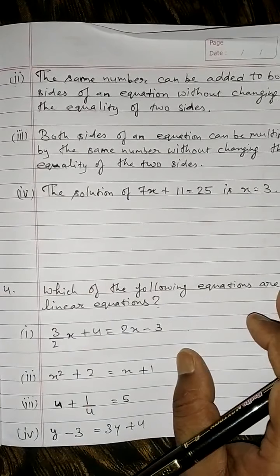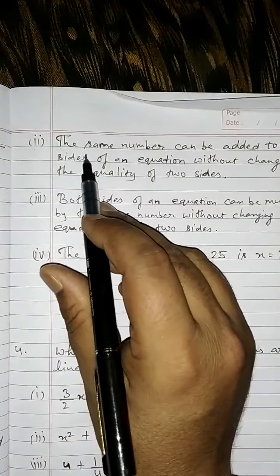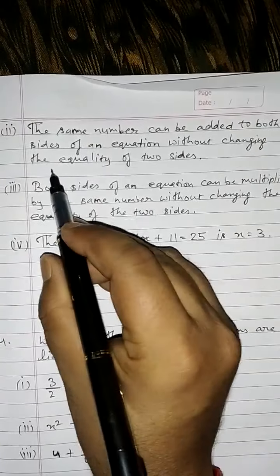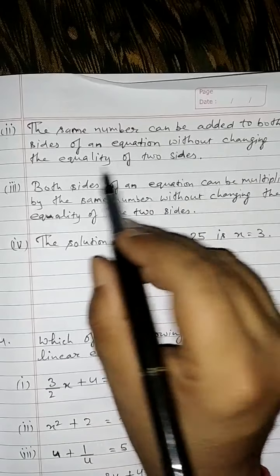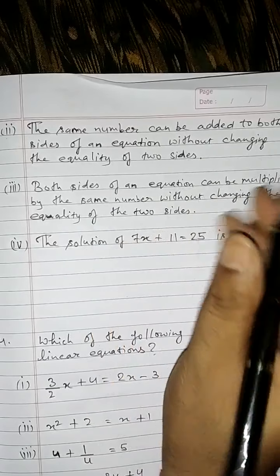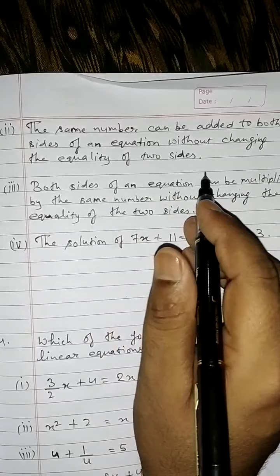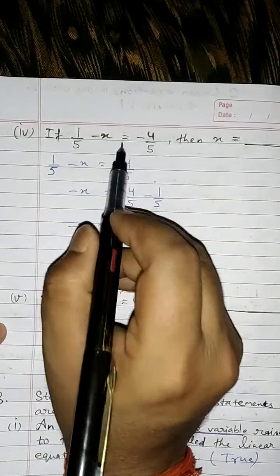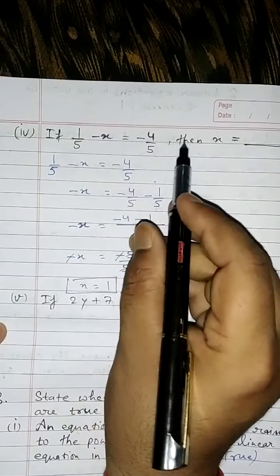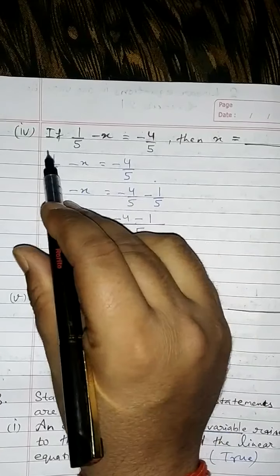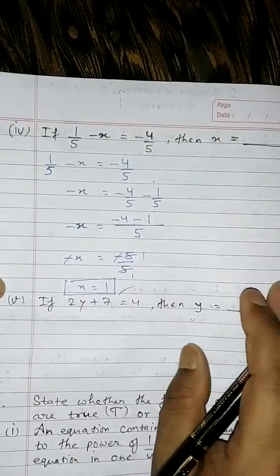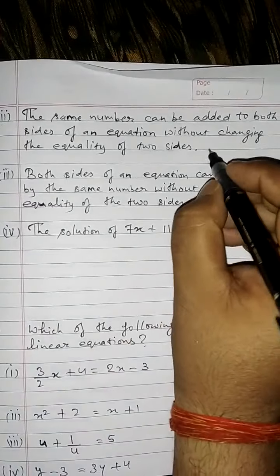Now the second part is, the same number can be added to both sides of an equation without changing the equality of two sides. Yes, it is correct. If you add anything on both sides of any equation, suppose I have this equation, if I add 8 this side and I add 8 that side, so the expression will have no change. So this is also a true case.